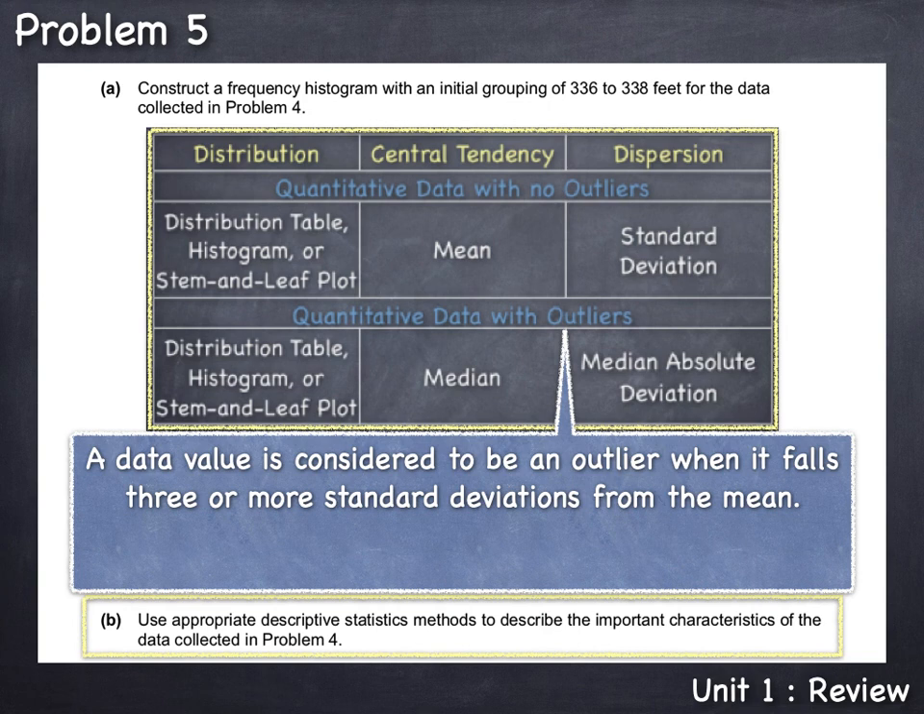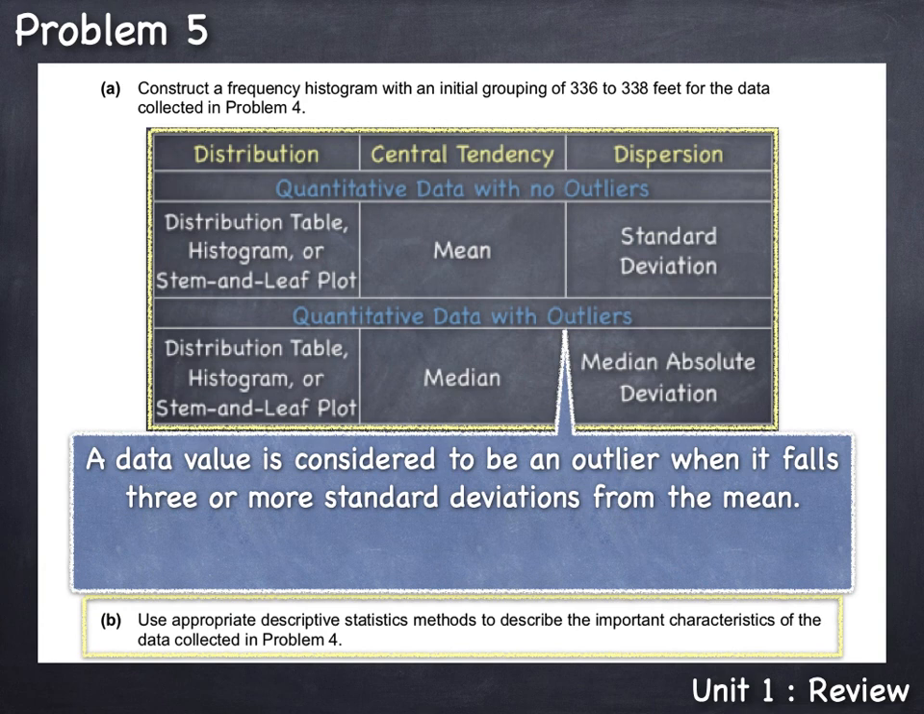So one way to determine if there's an outlier is to calculate the standard score for the data values. And if any of the data values have a standard score that is +3 or higher or -3 or lower, you have an outlier. But if all of the standard scores fall somewhere between the -3 and 3, we do not have an outlier.